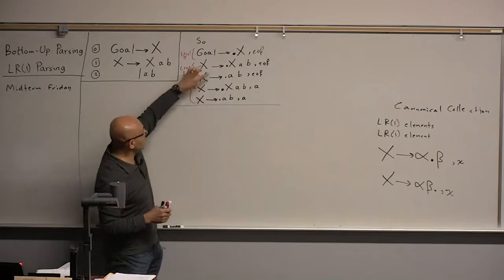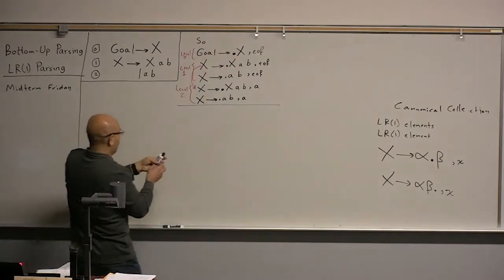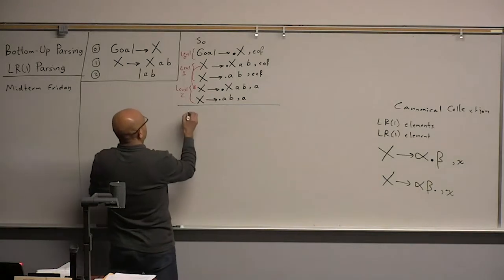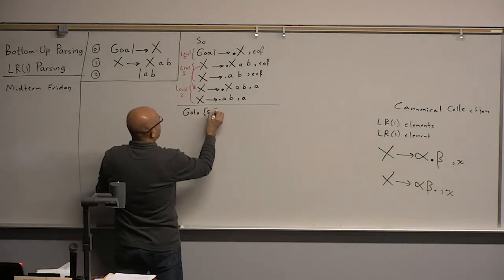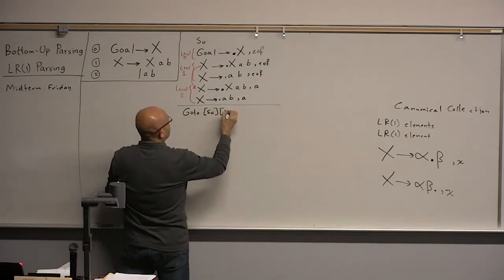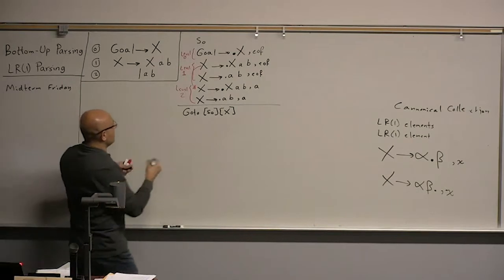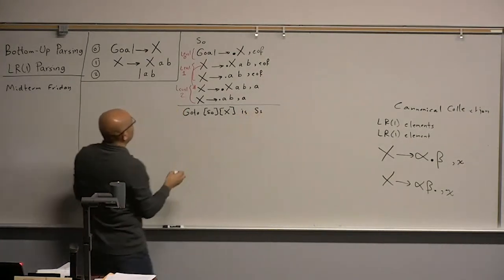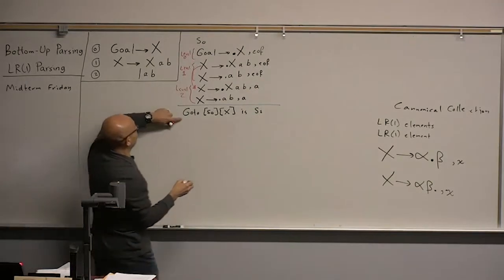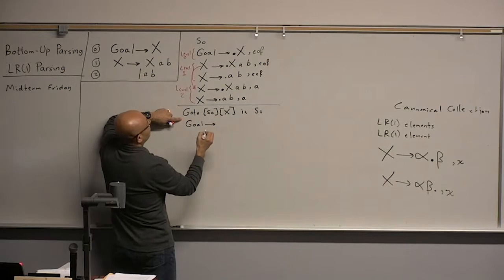Okay, so if we get an A, if we get an X, these will make progress. So let's look into the X. So the next state is going to be goto of S0 and X. Goto of S0 and X is going to give us S1. State S1 we are about to write. So S1 is going to look like this. Goal. What should we write?